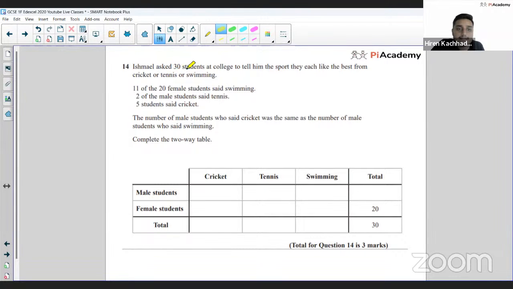Ishamel asked 30 students at a college to tell him which sport they each like the best from cricket, tennis or swimming. So 11 of the 20 female students said swimming. 2 of the male students said tennis. And 5 of the students said cricket. Now, the number of male students who said cricket was the same as the number of male students who said swimming. So we need to finish this two-way table.